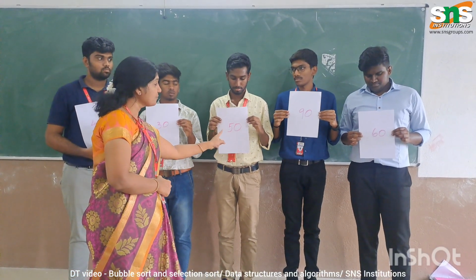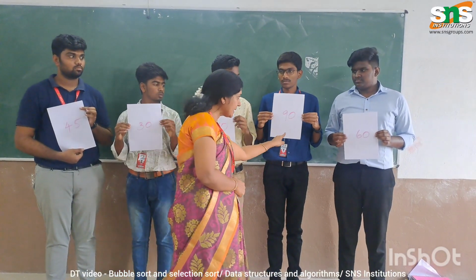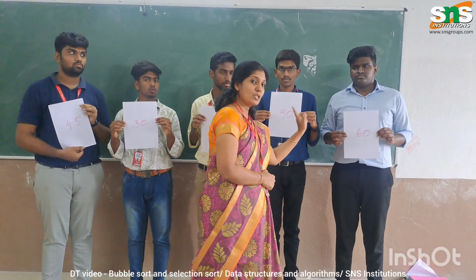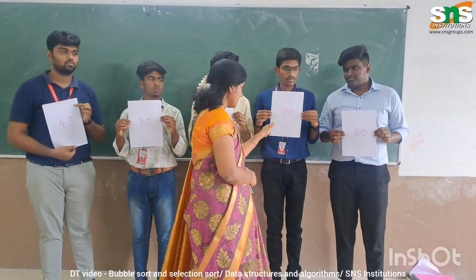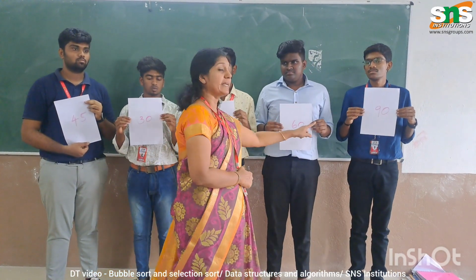Next, 50 is compared with 90. It is in order. Then 90 is compared with 60. It is not in order, so we have to swap 60 and 90. So this is our first iteration.